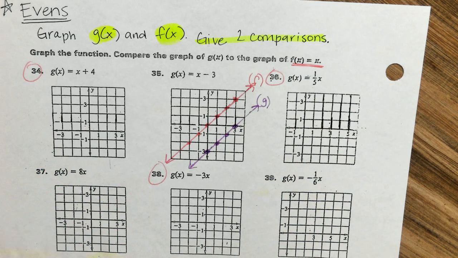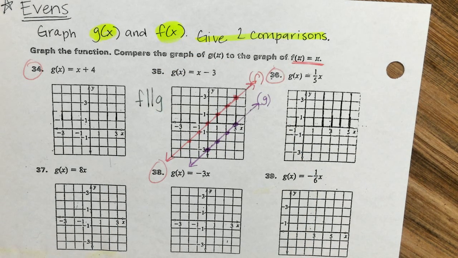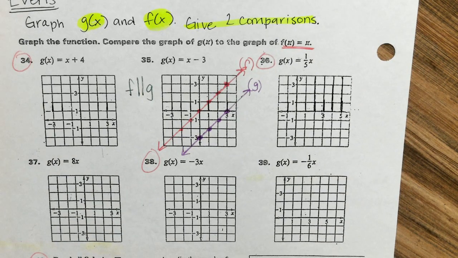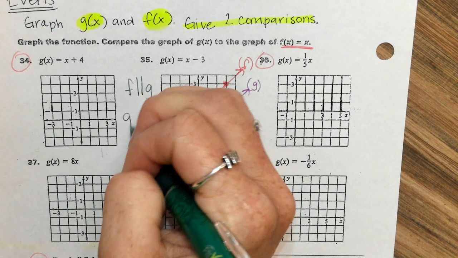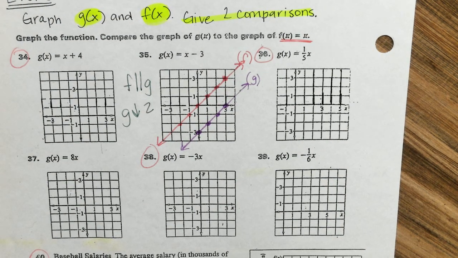Give 2 comparisons. So what's the first thing I would say? F is parallel to G. What's the next one I would say? G is down 2. Do y'all understand the directions? Got it? Okay, you may get started.